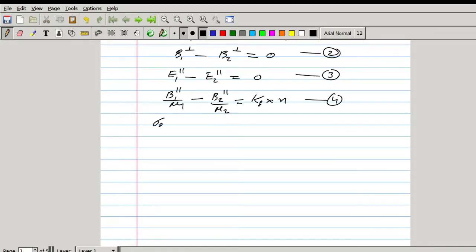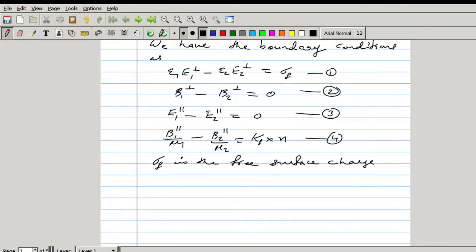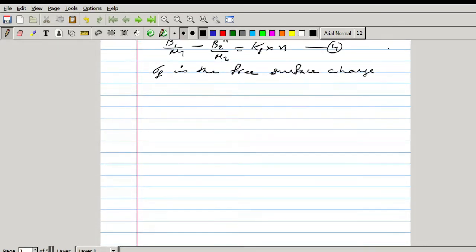What is sigma f? Sigma f is the free surface charge. Don't confuse it with the conductivity. Conductivity is different. In Maxwell's equations, we have taken sigma for conductivity. Here sigma f represents the free surface charge density.